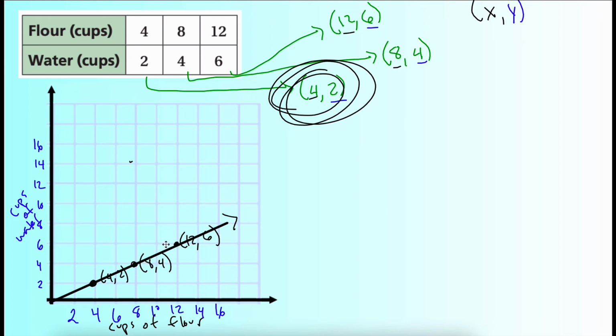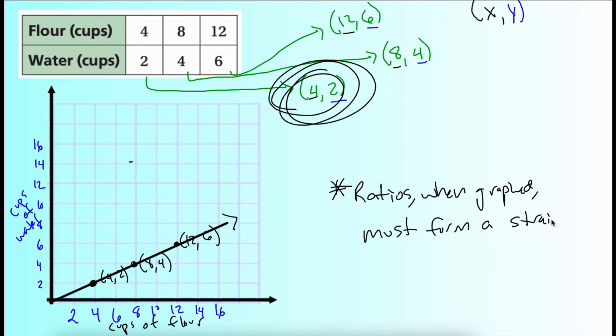So if you ever plot a ratio on a coordinate plane, you should see a straight line forming from the points. And if you don't, that's a key indicator that you've plotted something incorrectly. Ratios have to form a straight line, and that's an important thing, so I'm going to write that down. Ratios, when graphed, must form a straight line.